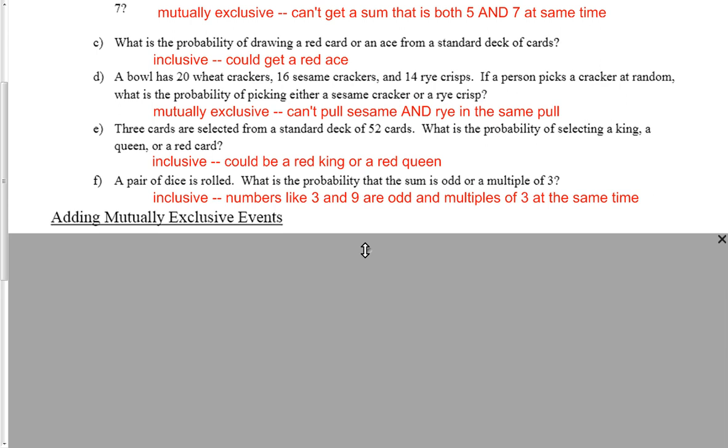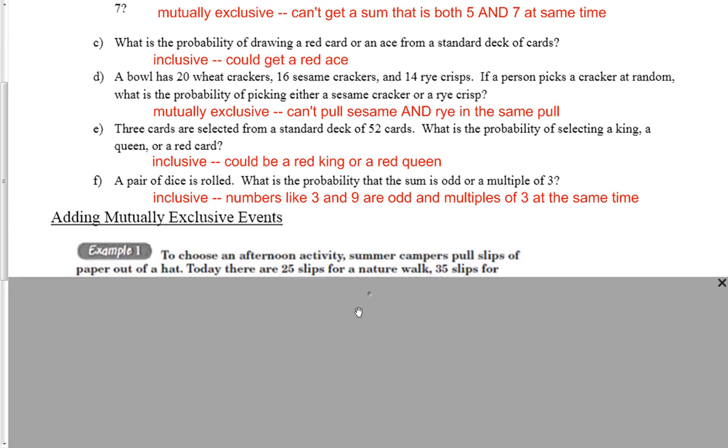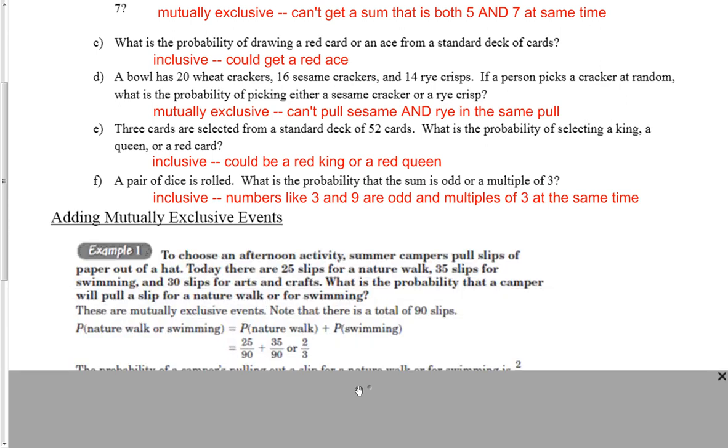Going down here, adding mutually exclusive events. Let's go ahead and practice this. The example here says, to choose an afternoon activity, summer campers pull slips of paper out of a hat. Today there are 25 slips for a nature walk, 35 slips for swimming, and 30 slips for arts and crafts. What's the probability that a camper will pull a slip for a nature walk or for swimming?